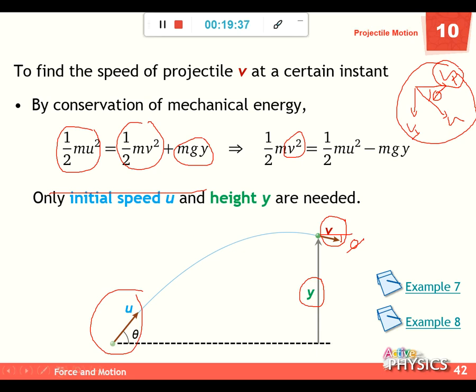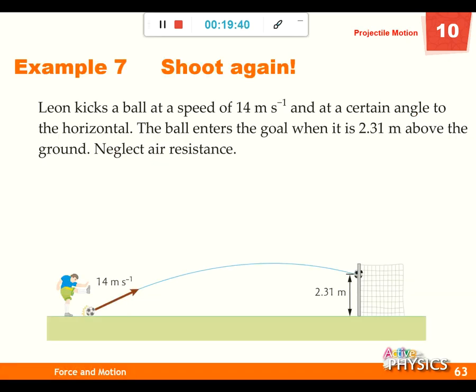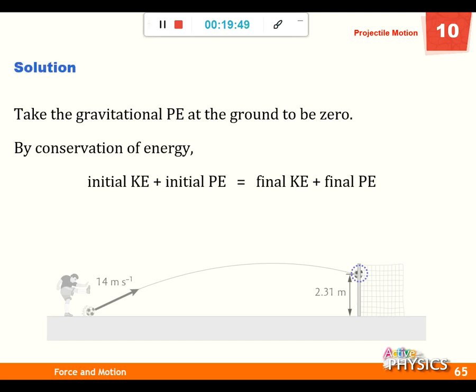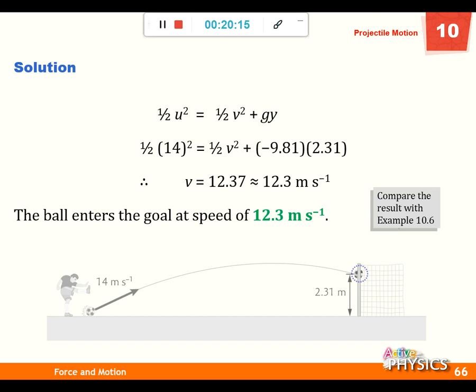Look at it again. Example 7. Similarly, shoot again. Find the speed of the ball when it enters the goal. Using the energy approach, initial KE plus initial PE is equal to the sum of the final KE and PE, conservation of energy. Initial KE should be half m u squared. Initial GPE is 0. Also in this question you should find out what y is, which should be 2.31. u should be 14, then after calculation it should be 12.3. Okay, simpler than the last solution.